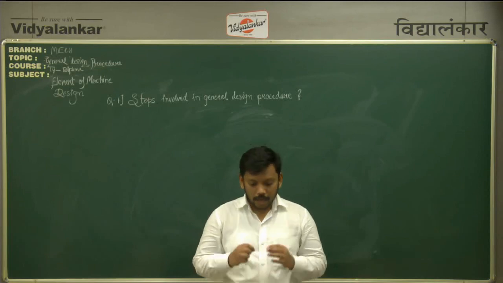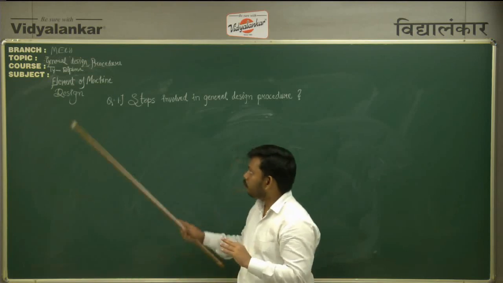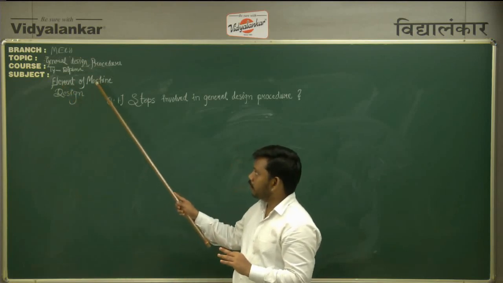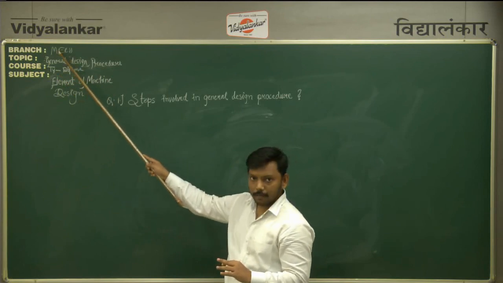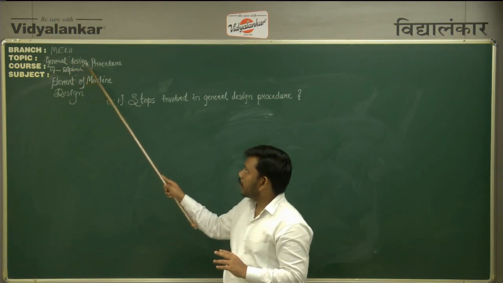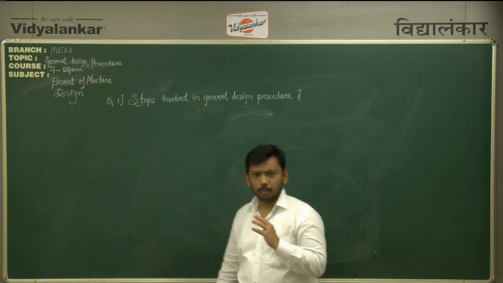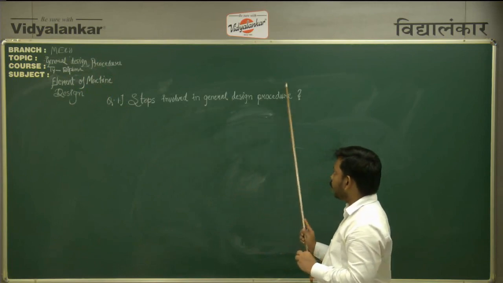Now in this lecture, students, we are going to start a very important topic from the subject of elements of machine design, which is for third year diploma students from the mechanical branch. The topic that we are going to start is general design procedure, and I have already written the question for you, that is, steps involved in general design procedure.